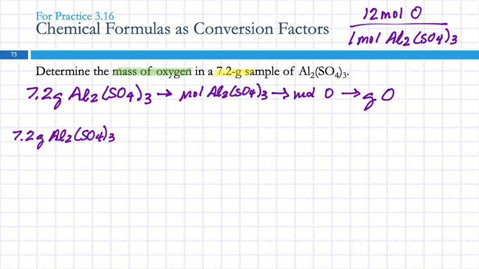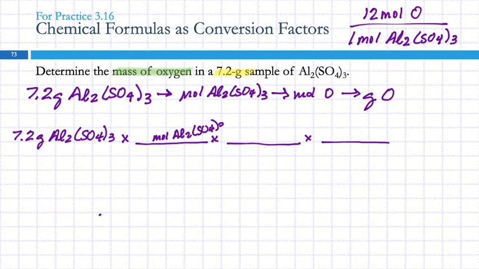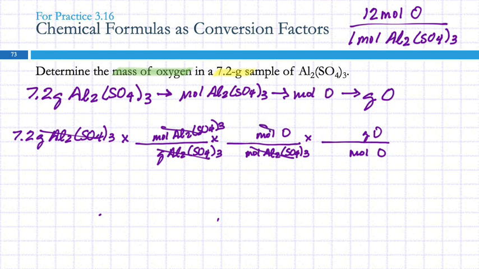7.2 grams of aluminum sulfate. I've got three arrows, so I'm going to have 3 conversion factors. And I'm going from grams of that compound to moles of the compound. And yeah, it can be a little tedious and take some space to write all those things out. Just suck it up. Moles of oxygen to grams of oxygen. Then I'm going to put the units in the denominators so that everything cancels out the way I need it to. So those are going to cancel. And these guys are going to cancel. And those guys are going to cancel.